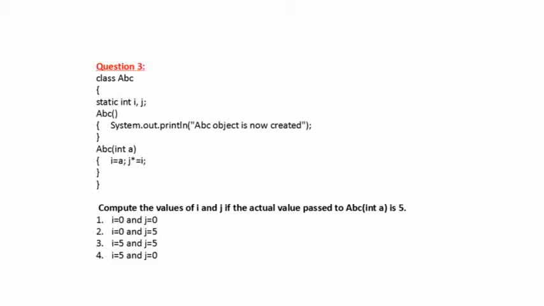And J is equal to J into I. That is, J had 0. 0 into I, which is 5, will be 0. So in J you will have what? 0. So here all the options are given. The correct answer is number 4. I would be 5 and J would be 0.